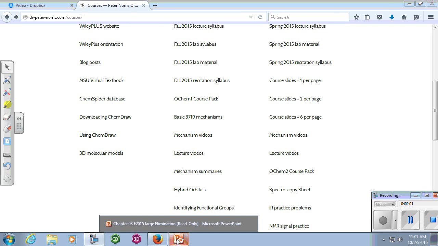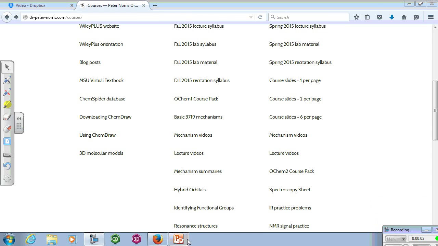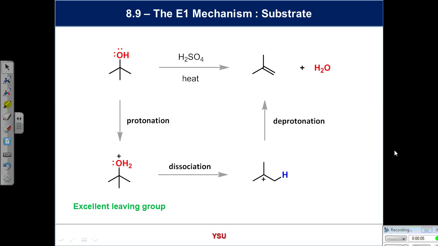What we left off with on Wednesday, because I believe I was told this morning that today is Friday, is this idea of the E1. And the E1 is completely different to the E2. Okay? The E2 was everything happening at once in a concerted fashion. The E1 now is stepwise.